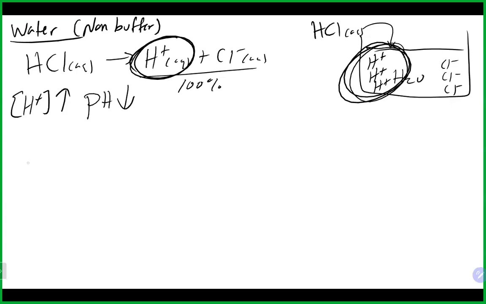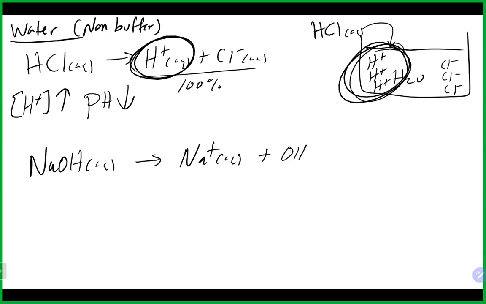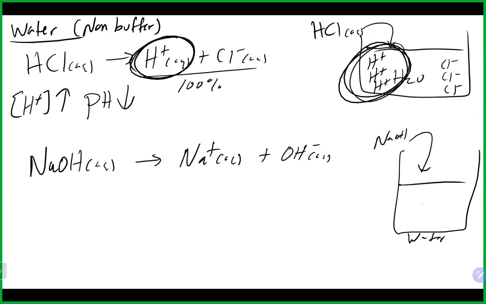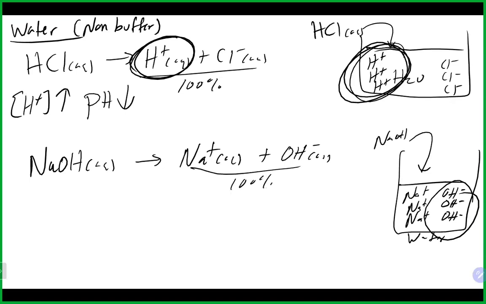Now, if you took sodium hydroxide and added it to water, which once again is not a buffer either, you would have sodium ions and hydroxide ions. So if you took your water here and you added your sodium hydroxide, you're going to add a bunch of sodiums, which is not that important for the pH, won't really do much. But what it will do is add a lot of hydroxide really quickly. So you will have 100% of these guys in that water.